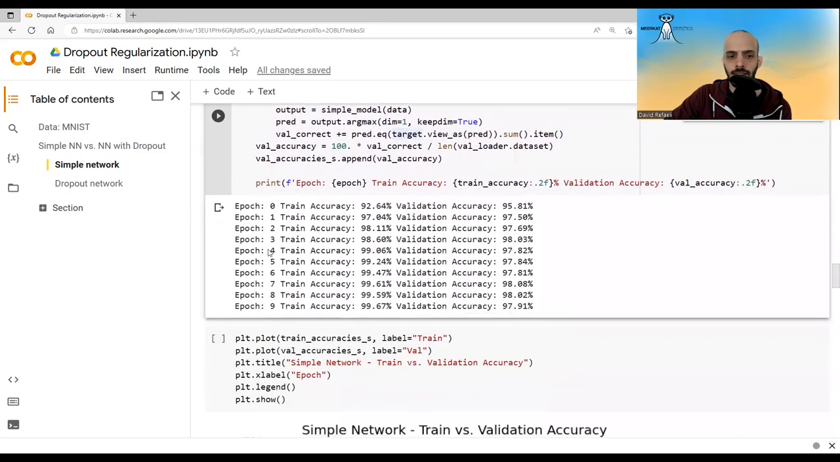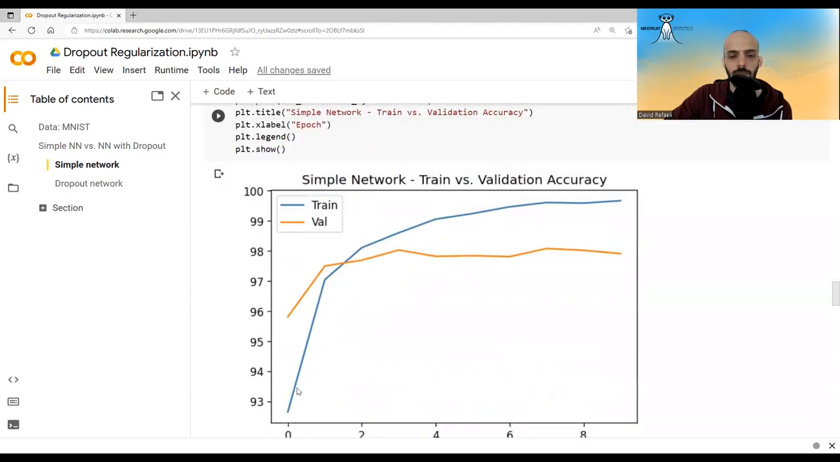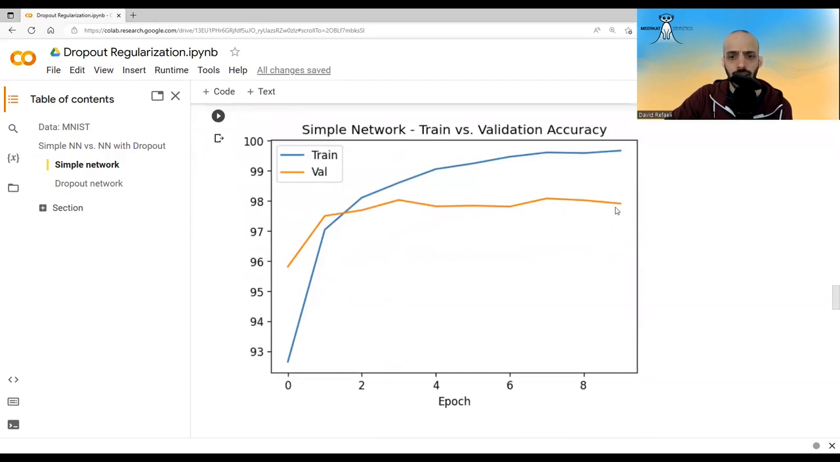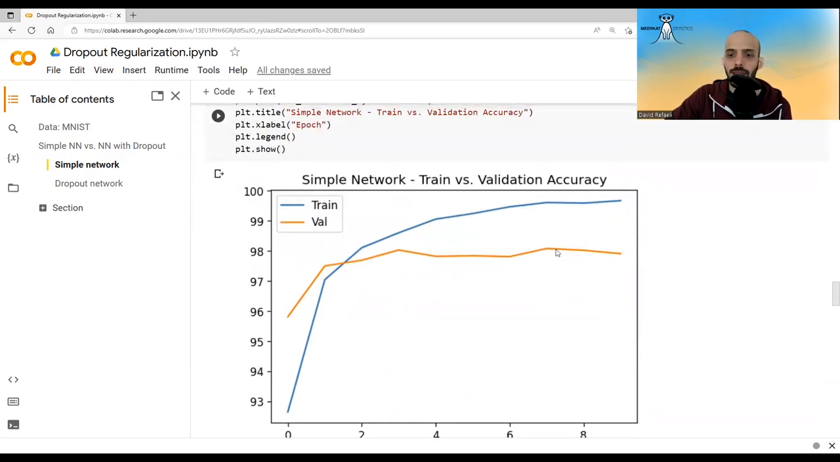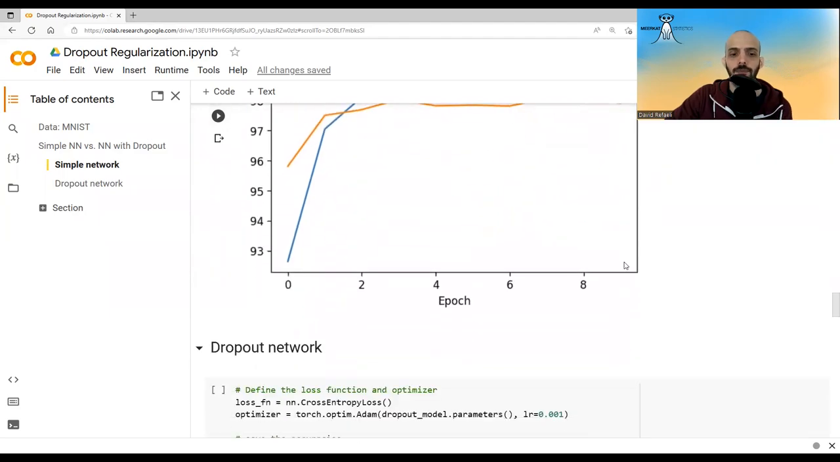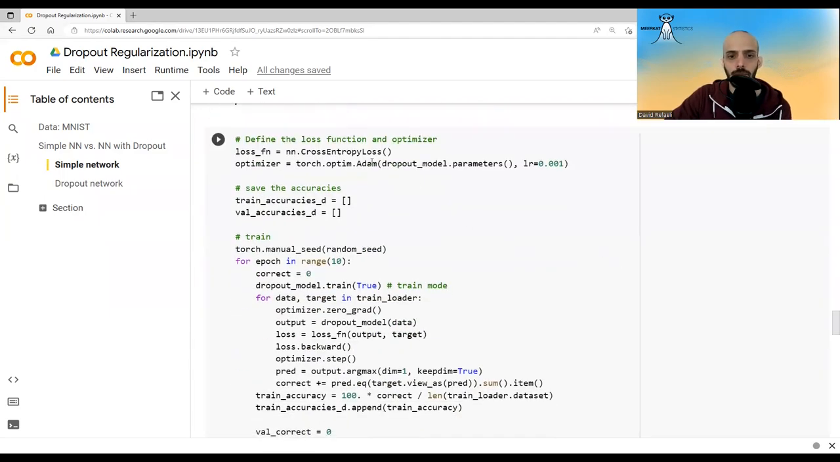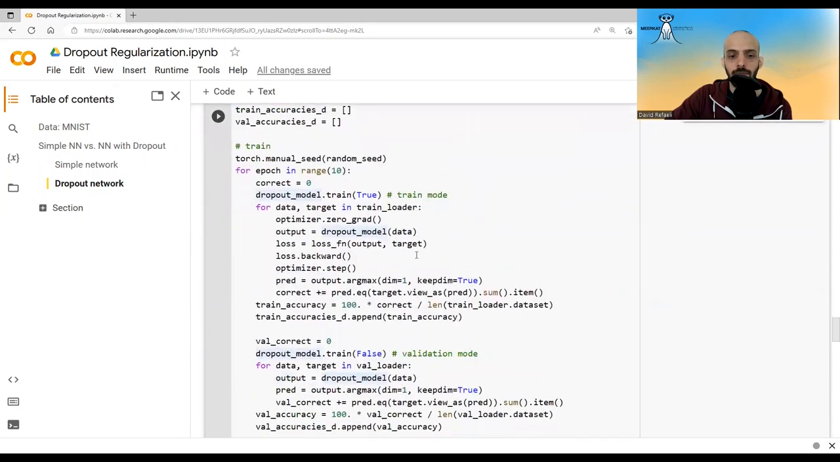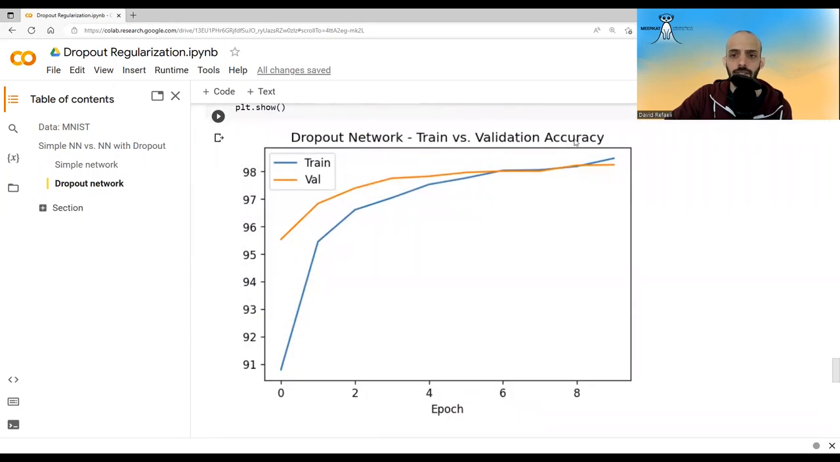These are the results from the time that I trained. If I plot the training accuracy and the validation accuracy, we can see that the training accuracy went much higher than the validation, and even the validation starts to go down after a certain point, which may be an indication of overfitting. Then we do exactly the same for the dropout. The only difference is that I use the dropout model instead of the simple model. Now if I plot the train versus validation accuracy, we can see that they are much closer and that the validation still improves. It doesn't look like it's going down.